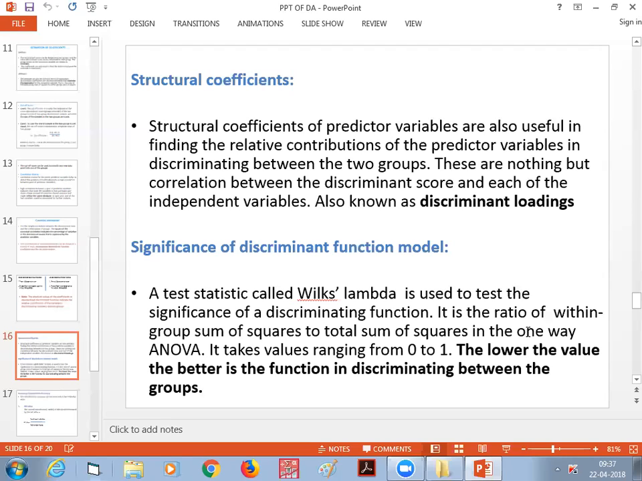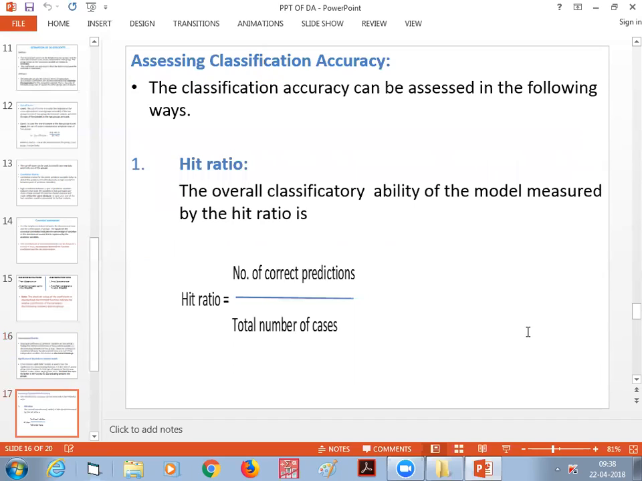And it ranges from 0 to 1. The lower the value, the better the function is in discriminating between the groups. So if you have Wilks' lambda closer to 0, a lesser value, that means your model is very good in classifying the individuals or objects into different groups correctly. So the classification accuracy will be more with the help of the model. So that is the purpose of Wilks' lambda.